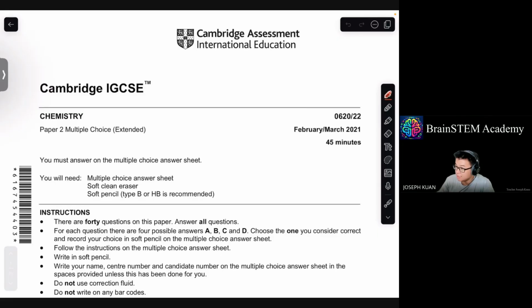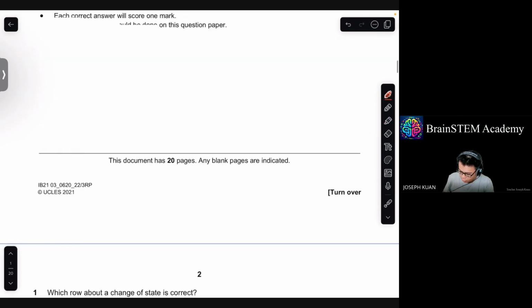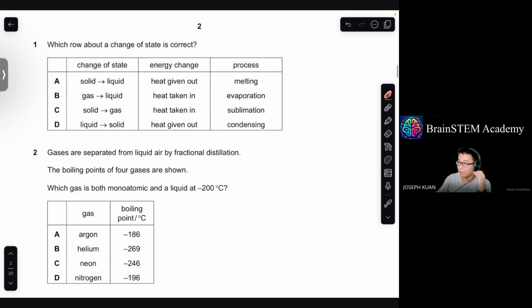This is Cambridge IGCSE for Paper 2, Multiple Choice Extended, Chemistry, from February-March 2021. Question number 1. Which row about a change of state is correct?